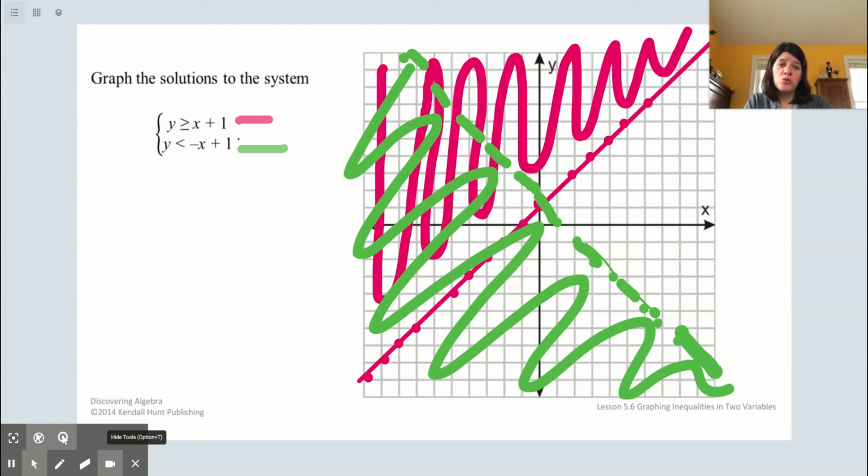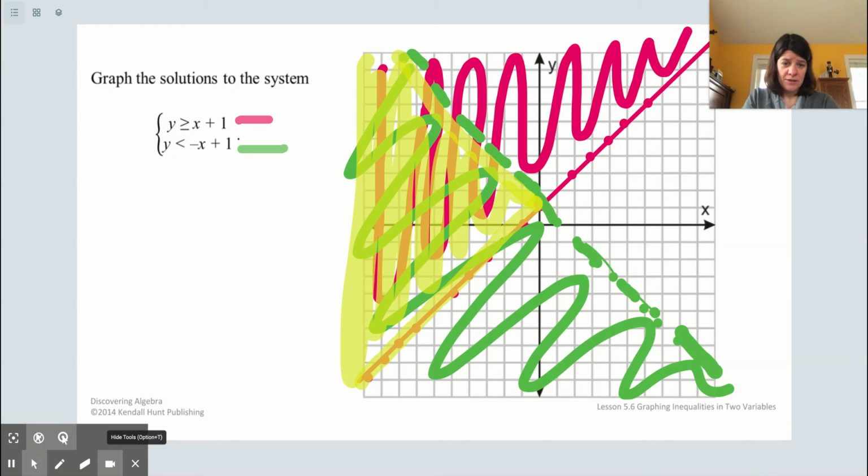And where those two colors overlap, that's my solution. Okay, so the solution, I'll just highlight here, would include the line that is in pink. It would go right up to the dotted line in green. And then all of the points that are in that area are part of the solution.